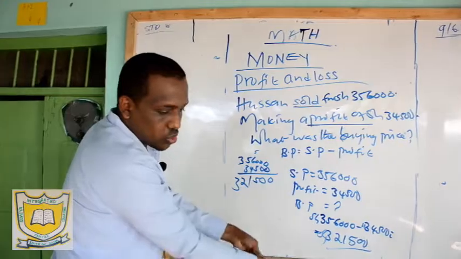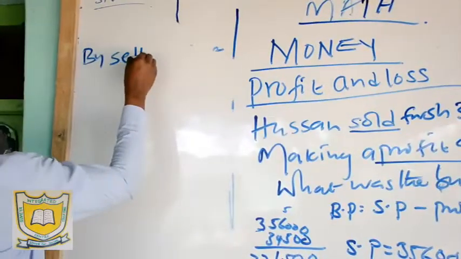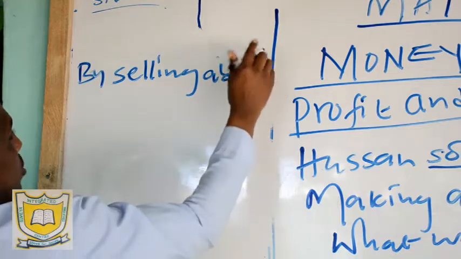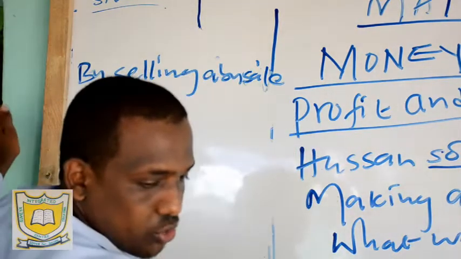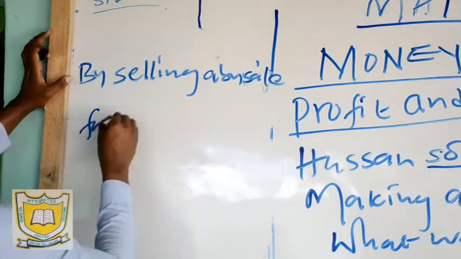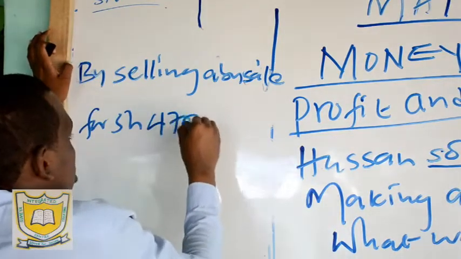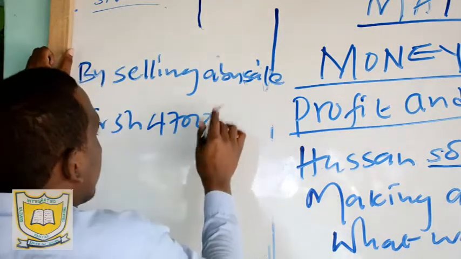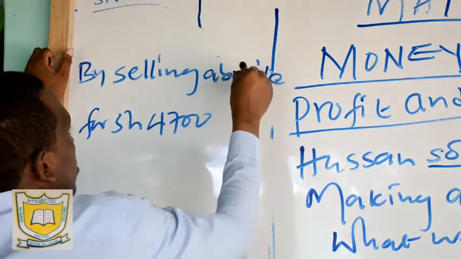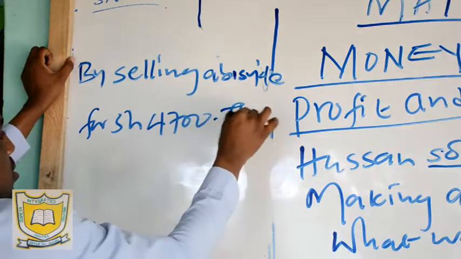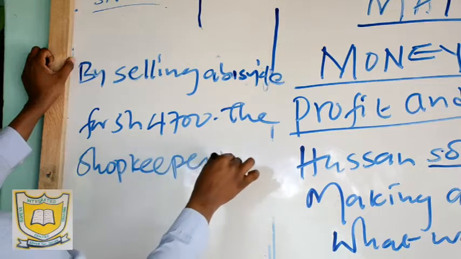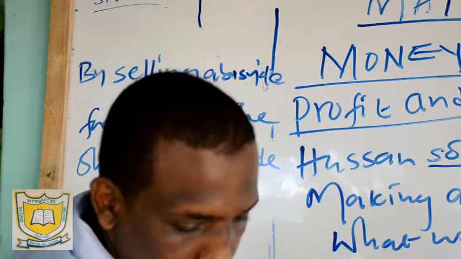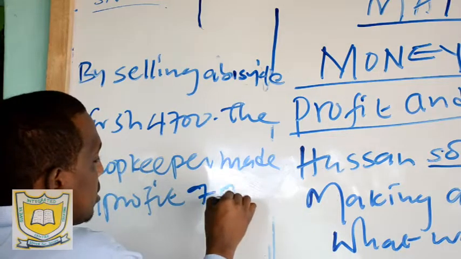You are told, by selling a bicycle for shillings 4,700, the shopkeeper made a profit of shillings 350.